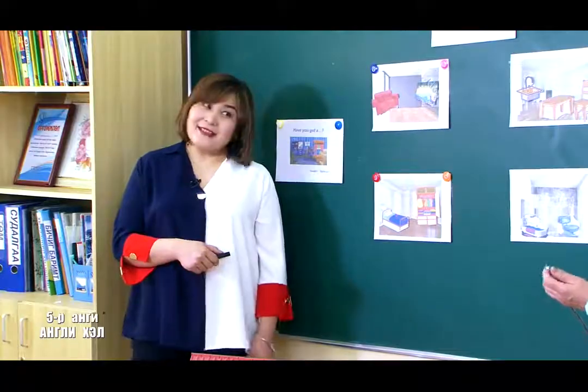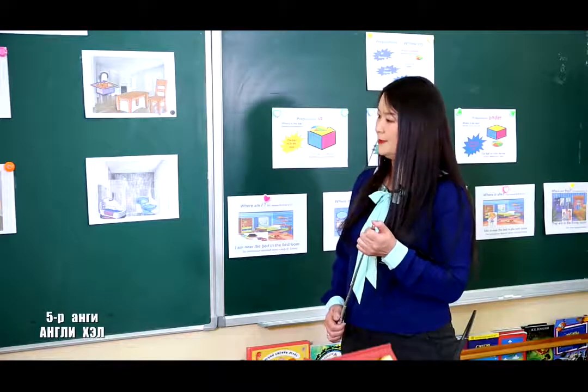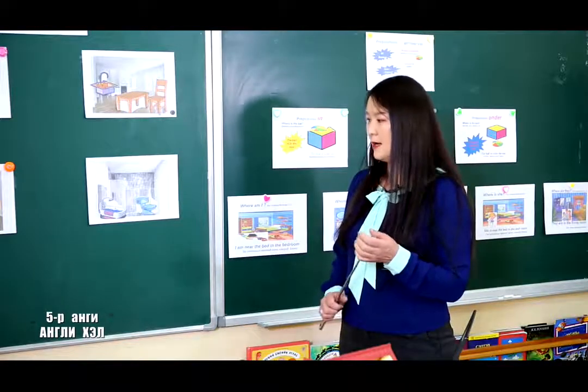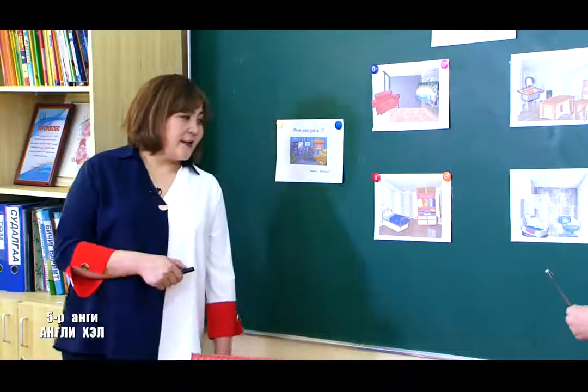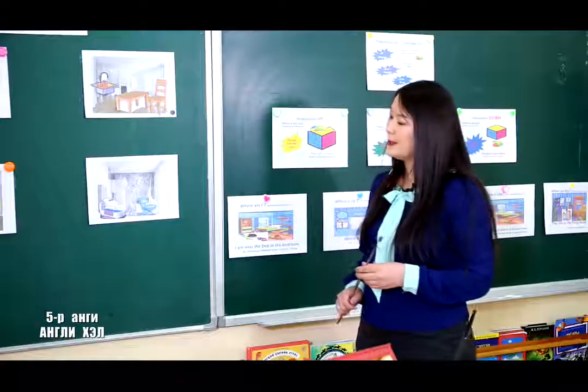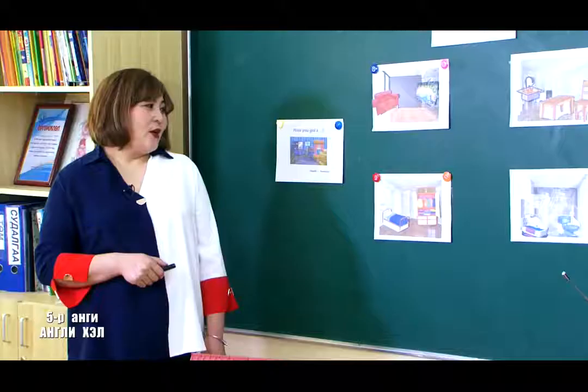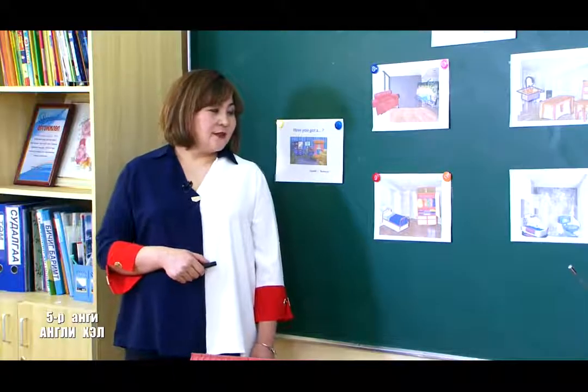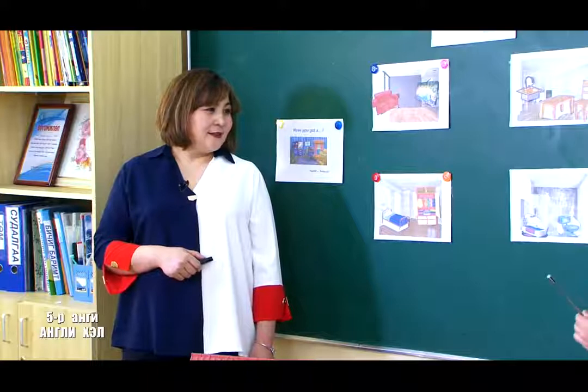Have you got a bed? Yes, I have got a bed. Have you got a wardrobe? Yes, I have got a wardrobe. Where is the bed? The bed is in the bedroom. Where is the wardrobe? The wardrobe is in the bedroom.